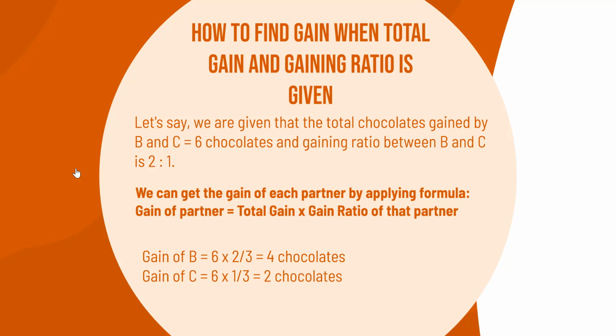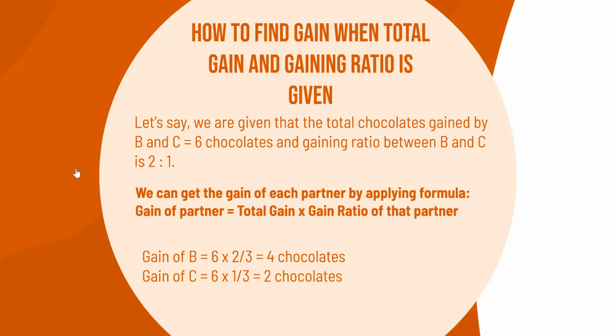So let's go into that. The total gain by B and C is 6 chocolates and the gaining ratio between B and C is 2:1. We can get the gain of each partner by applying the formula: gain of that partner is equal to the total gain into gain ratio of that partner. So for B, it is total gain 6 into the gain ratio of B, which is 2 divided by 3. Therefore, B gains 4 chocolates and gain of C is 6 into 1 by 3, which is equal to 2 chocolates.